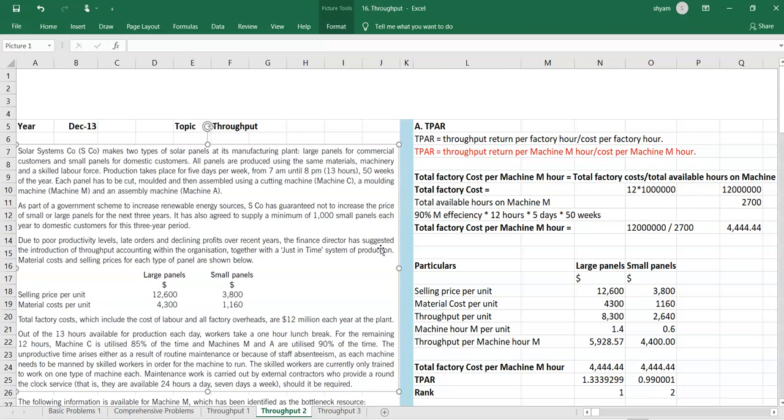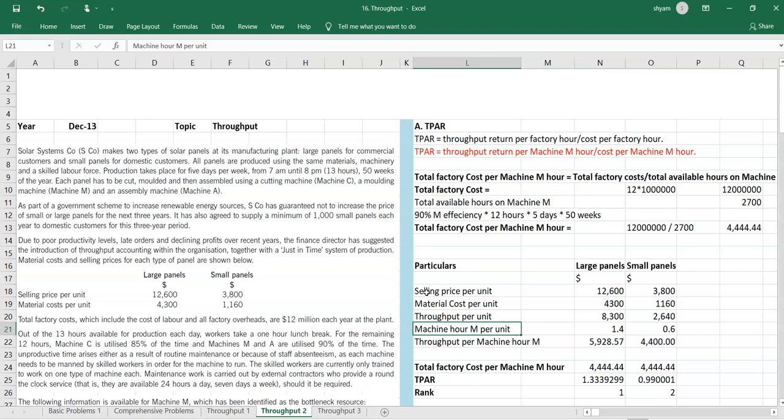So if you want, we could just explain it once so that you can have an idea. First we found out what is a throughput. Throughput was found out through selling price minus material cost. We'll get throughput per unit. The question itself has told that machine A and C have surplus hours. That means machine M is the only one which is having a deficit hours. Okay, so that's a bottleneck.